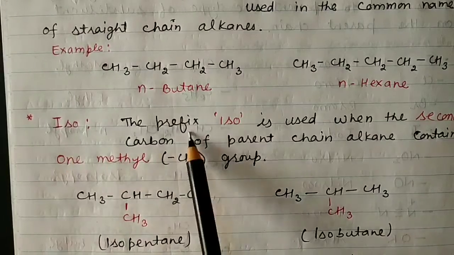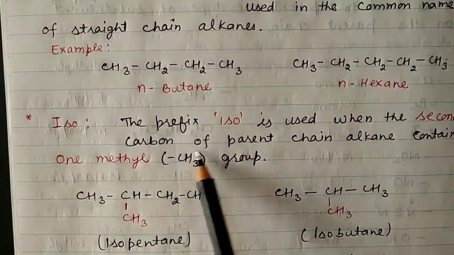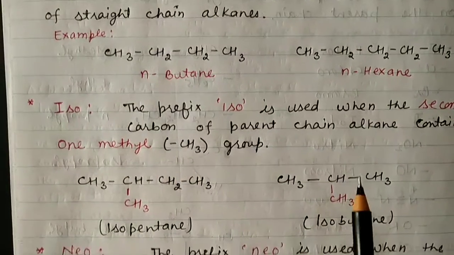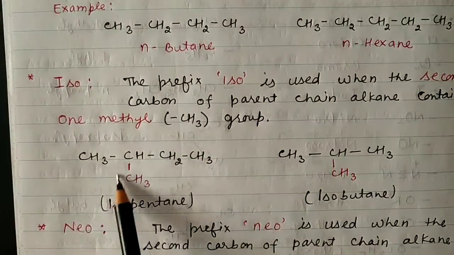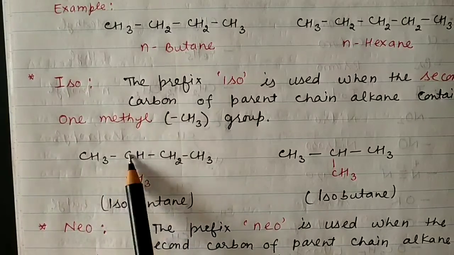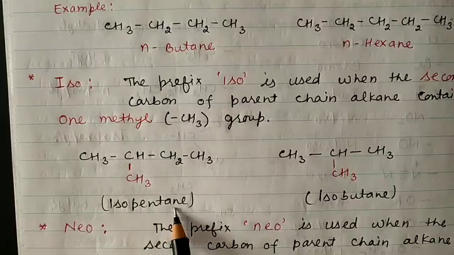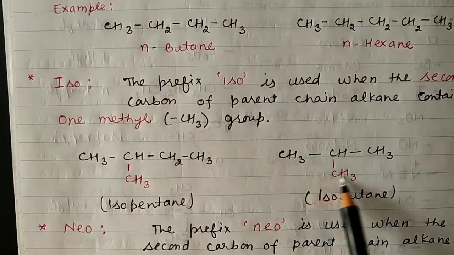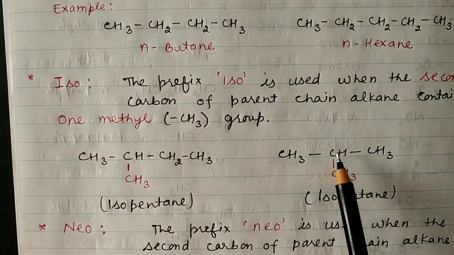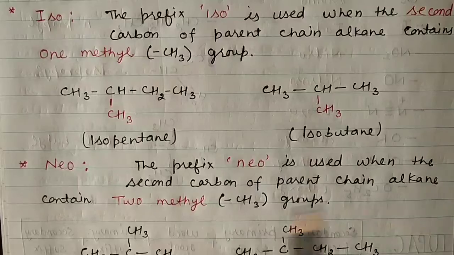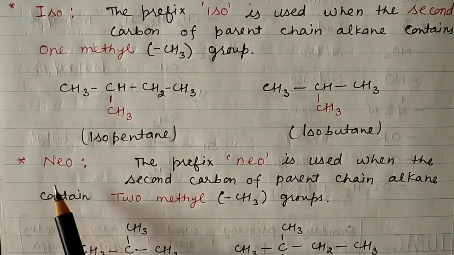And iso: the prefix iso is used when the second carbon of the parent chain alkane contains one methyl group. So this is the second carbon that contains the methyl group. So this is called iso. Total carbons 1, 2, 3, 4 and this 5. Isopentane, and this second carbon contains one CH3. That's why this is iso. So total carbons 1, 2, 3 and 4, this is isobutane.